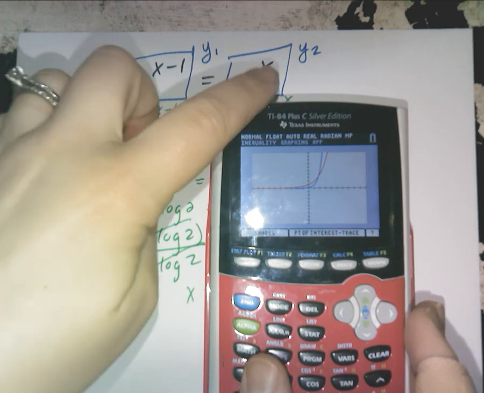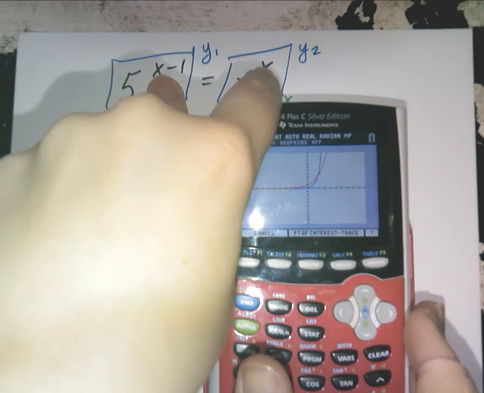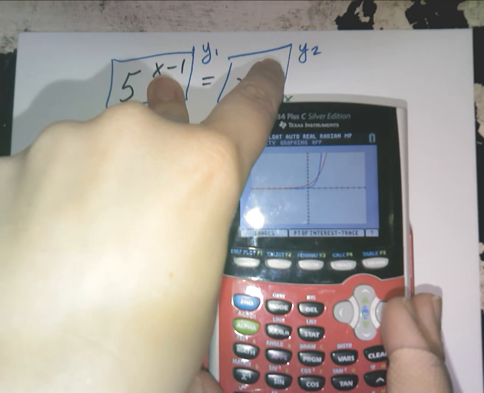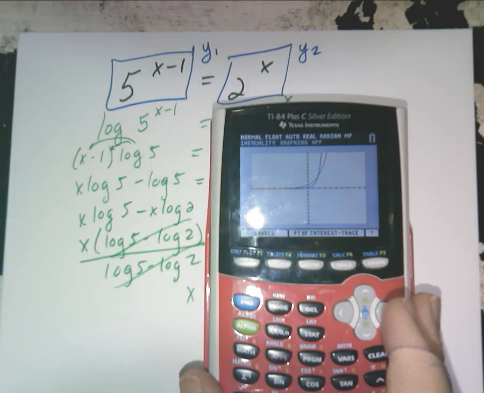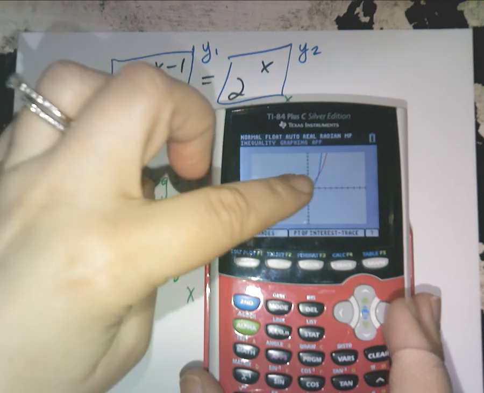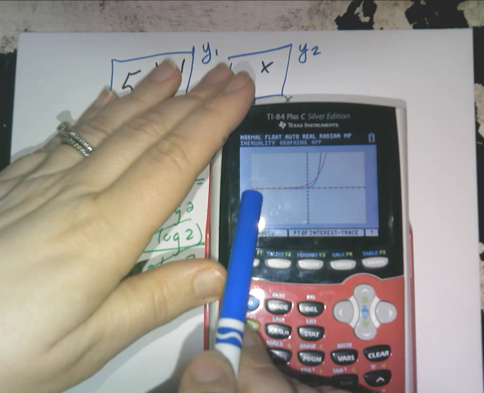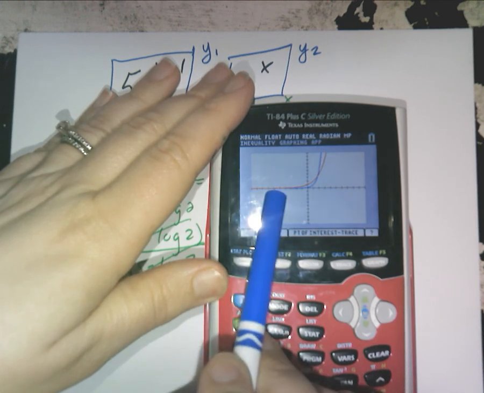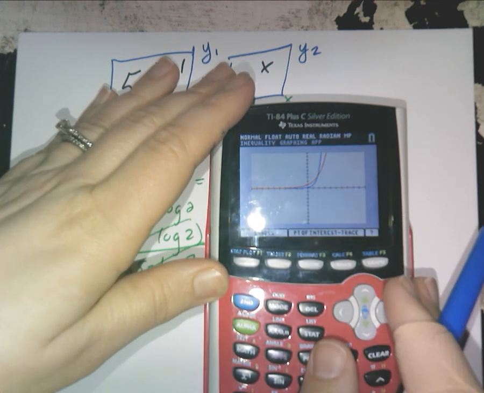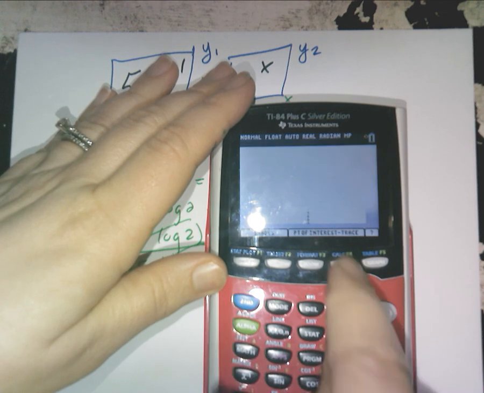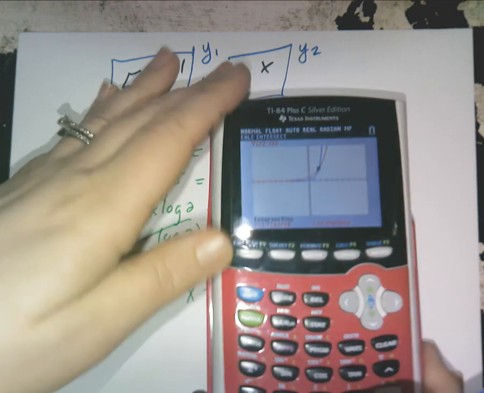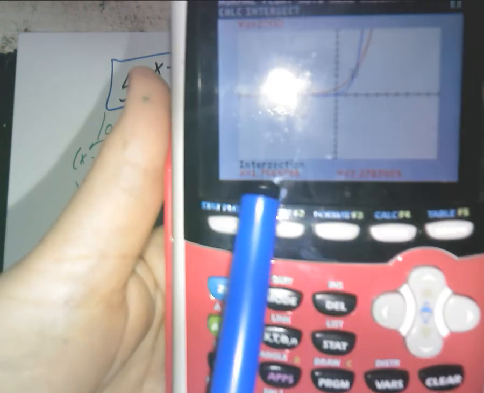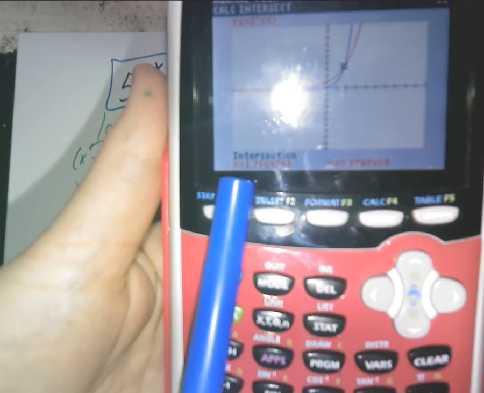If two equations are equal, then what do we know about their X's? They should be equal, which graphically meaning they should intersect. And they do. Now it looks like they're intersecting right here, but they're really not. But if you hit second calc 5, enter, enter, enter, what is that X? 1.756.